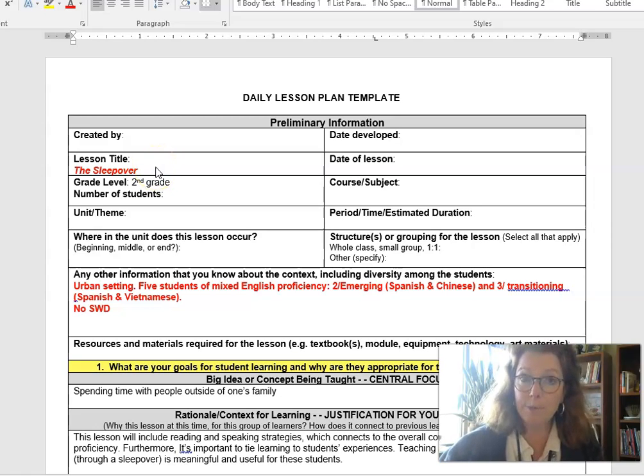I've added a lesson title. This particular one's about the sleepover. And we want to make sure that we get the information about your context. It says right here, the diversity among the students. So I wrote that they're an urban setting. I have 5 students of mixed English proficiency, 2 emerging level, Spanish and Chinese, 3 at the transition level, Spanish and Vietnamese. It is super important on an ESOL lesson plan. You need to mention your ELPD level, transitioning, bridging, and so on, and the dominant language. Also, if you have no students with disabilities, be sure to put that in there. That's important because if it's not there, reviewers are going to expect to see accommodation. So it's better to make sure that it's there up front.